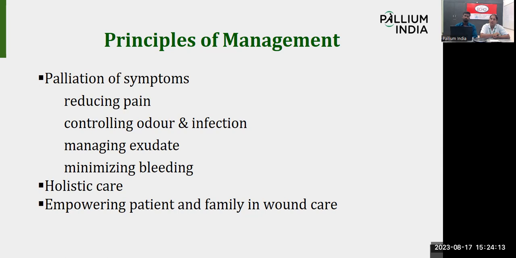And along with this, we have to empower the patient and family in wound care. So how to do wound care? Initially we will be accompanying in the hospital, and we will be doing the dressing and all as nurses. But after the patient is discharged, there are limitations. So when the patient goes home, we will empower the family and the patient both on how to manage the wound and take care of the wound. All these things we will teach them. So these are the principles which have to be kept in mind when we are dealing with a patient with a fungating wound, right?